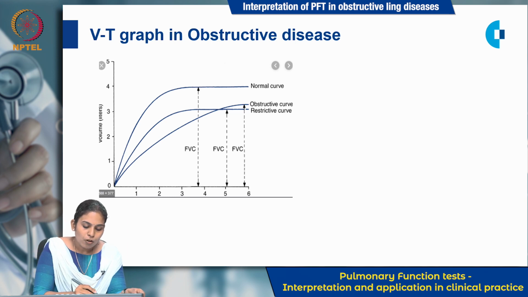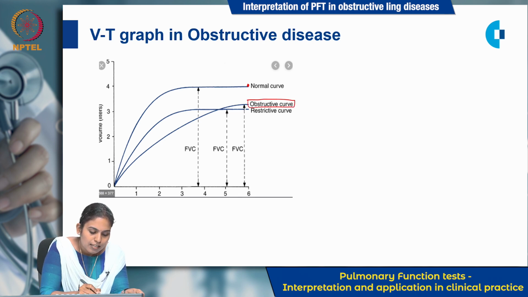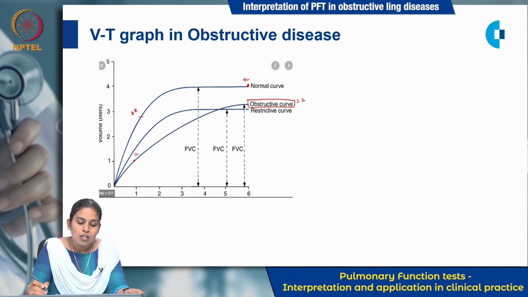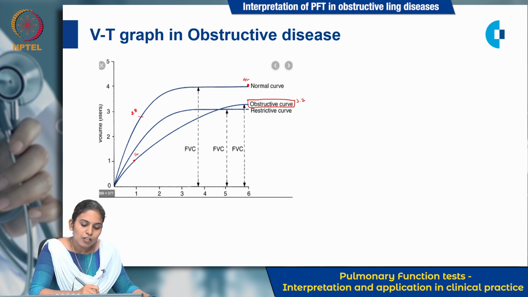So, for example, this is the normal curve. Okay, and this is your obstruction curve, right? If you take the FEV1 value here, somewhere near 2.8 liters, then in your obstructive pattern it will be near 1 liter. If you take the normal curve, your FVC will be near 4 liters, and in obstructive disease it will be near 3.2 liters. So if you see the difference between normal and obstructive pattern, in case of FEV1 the difference is almost 1.8 liters, whereas in FVC it is only 0.8 liters.